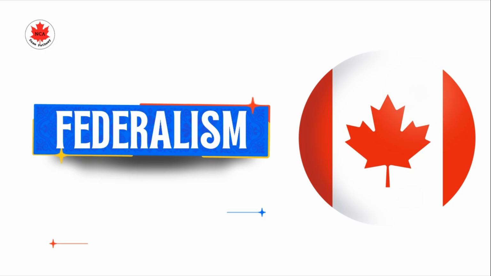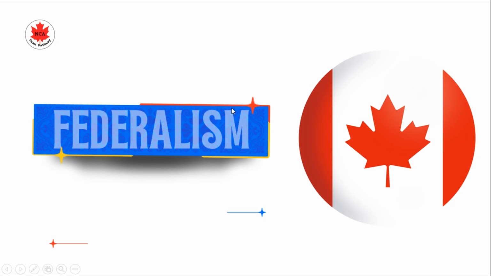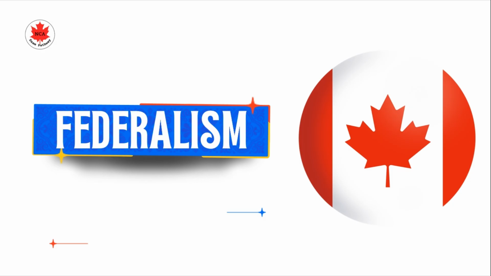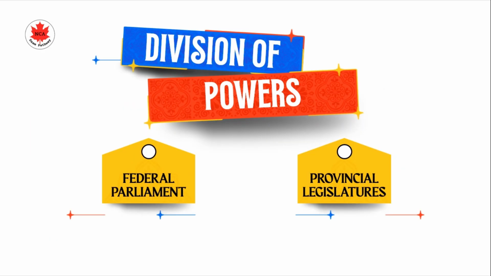Now let's start with the term federalism. What does federalism actually mean? See, federalism refers to the constitutional distribution of legislative authority between federal and provincial governments. Each level is sovereign within its jurisdiction, meaning that one cannot override the other unless constitutionally permitted.